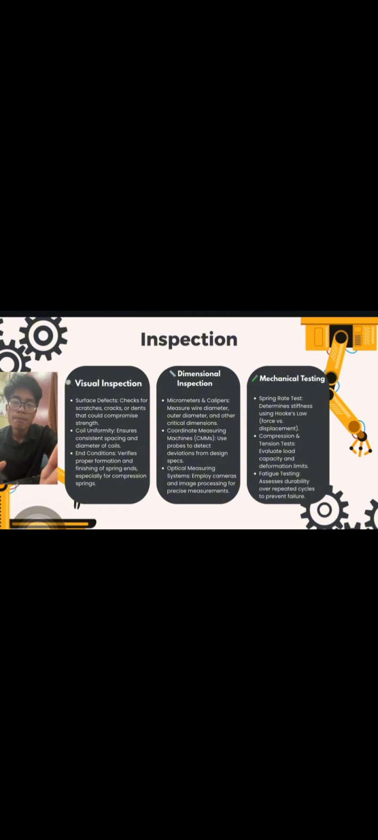And last one, mechanical testing. So stiffness test, we test how soft or stiff the spring is. We apply a specific amount of force and measure how much the spring squeezes and stretches. Okay. Load test, we find out how well it can handle load. We squeeze or stretch it to its limit to see how strong it is before it gets permanently bent or breaks. Okay, understand?